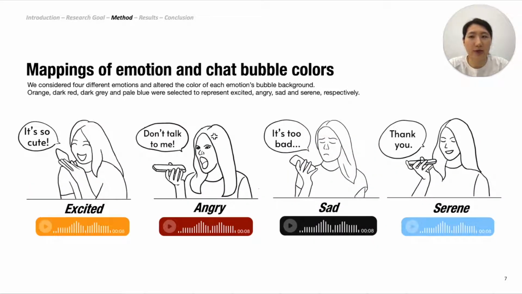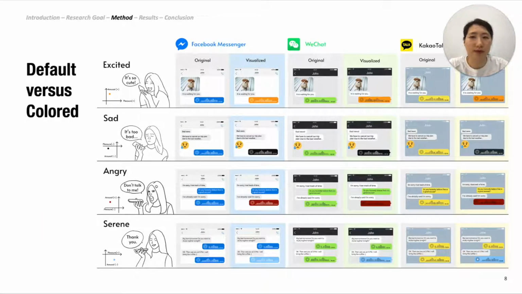Here, as you can see, we considered 4 different emotions in our study. Orange, dark red, dark gray, and pale blue were selected to represent excited, angry, sad, and serene respectively. This is a comparison of the default version and colored version.